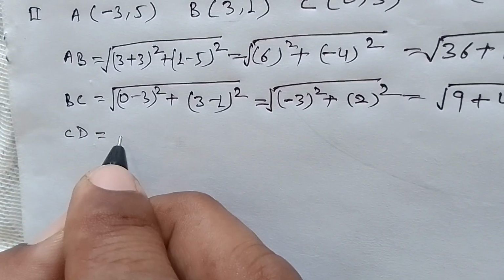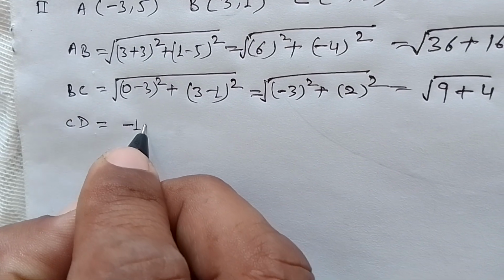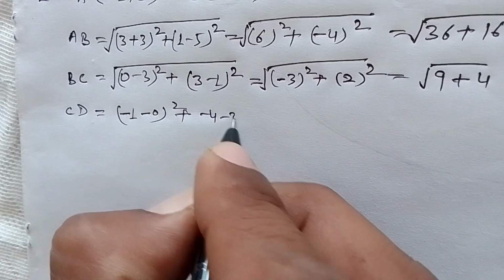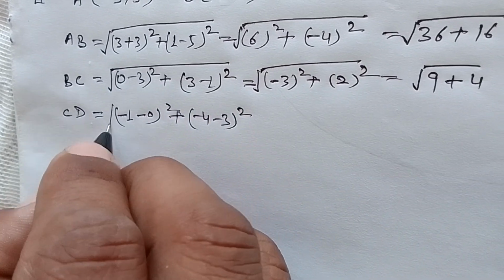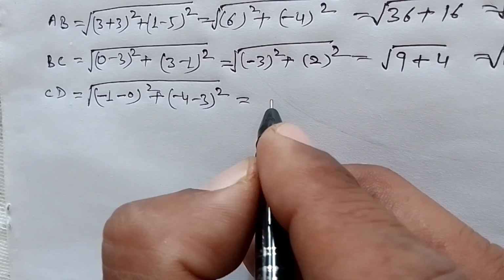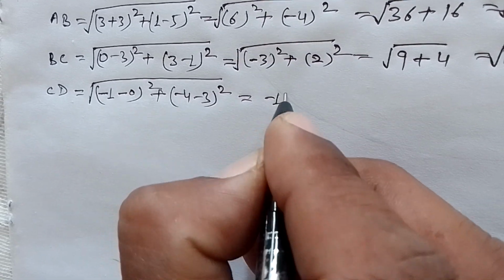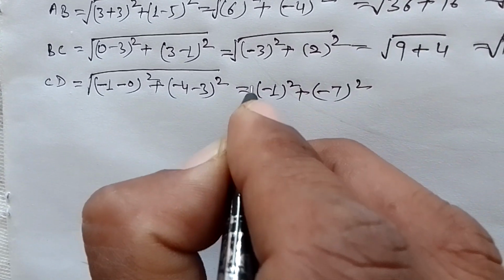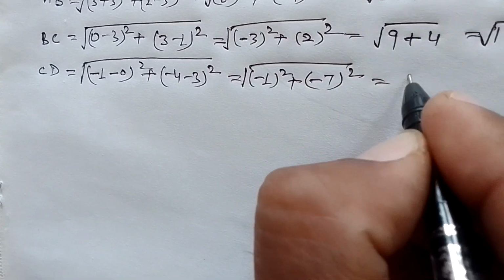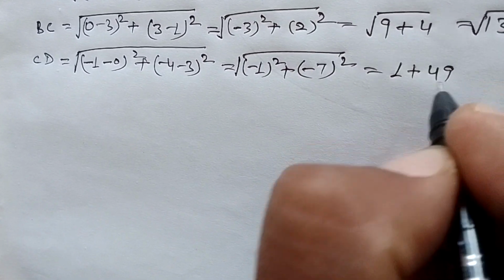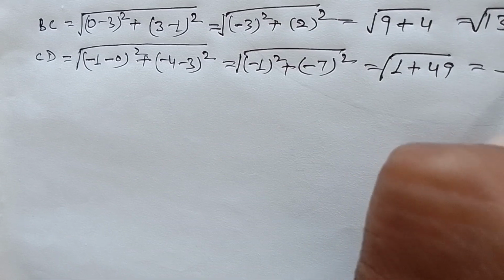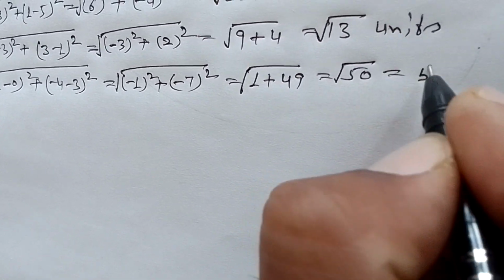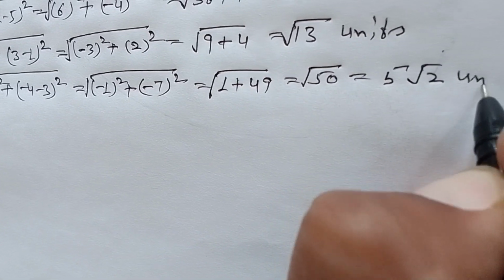that is minus 1 minus 0 square plus minus 4 minus 3 square under root, which comes out to be minus 1 square plus minus 7 square, that is 1 plus 49 under root, which comes out to be 50 under root, which is further simplified to 5 under root 2 units.